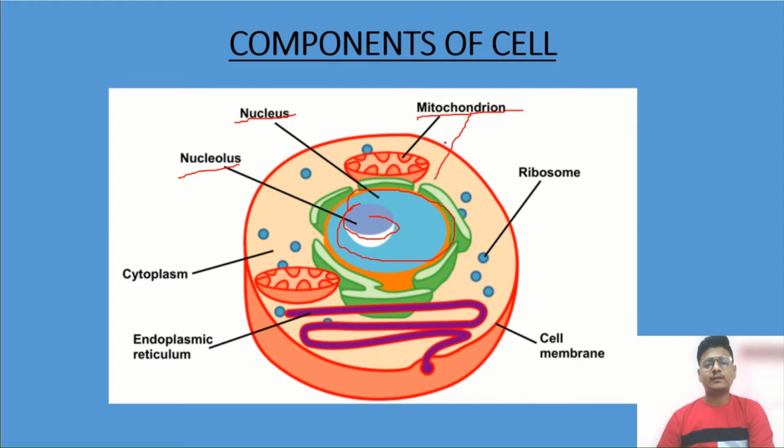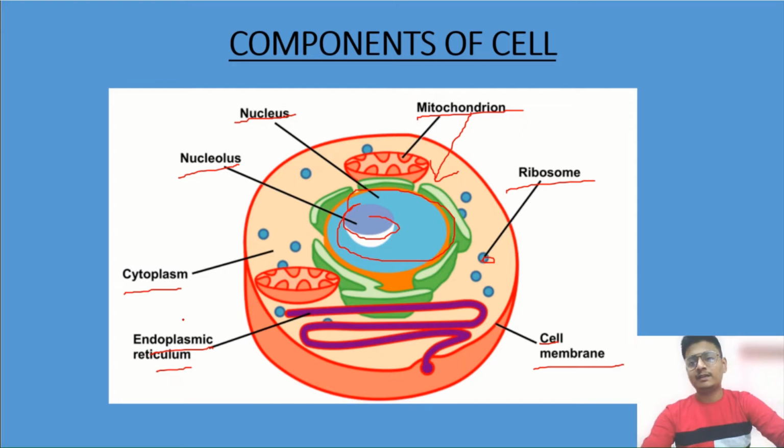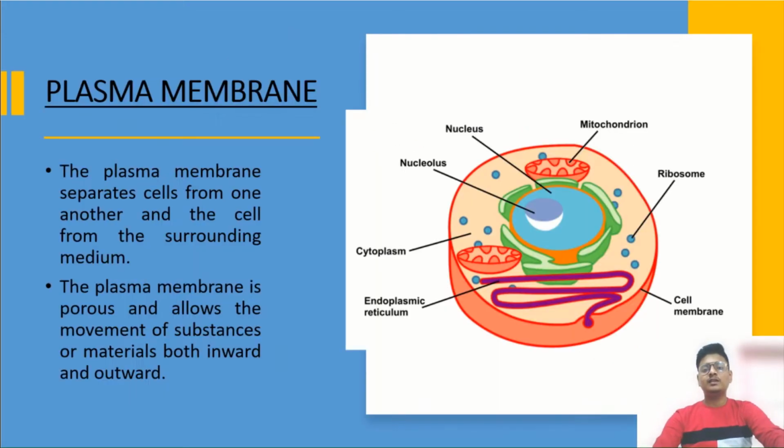This is known as the powerhouse of the cell. There are ribosomes also in the cell. There is a cell membrane also in the cell. Then the endoplasmic reticulum, which is also of two types: smooth and rough endoplasmic reticulum. And the liquid part left in the cell is known as cytoplasm. Okay, students, is everyone clear with this? So we will see first the plasma membrane.